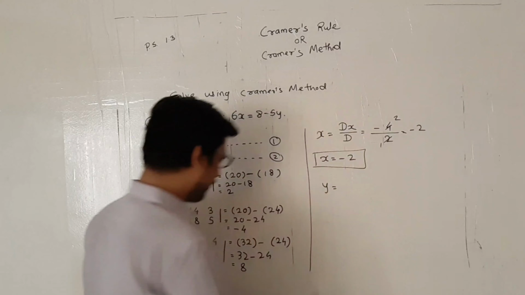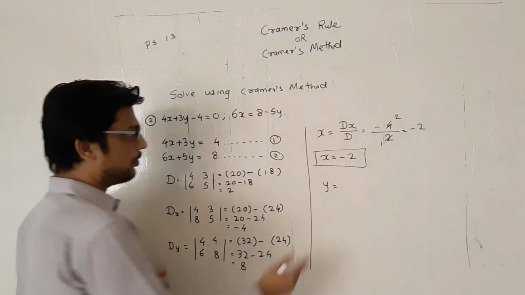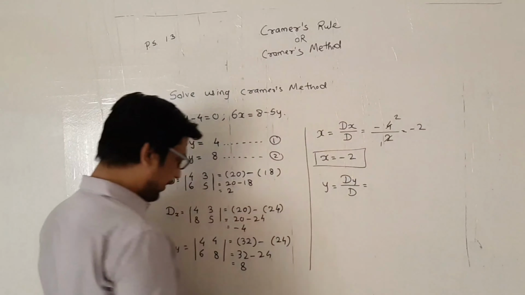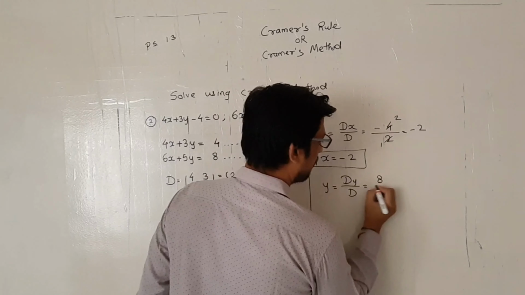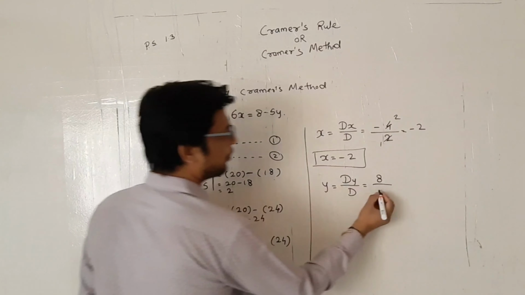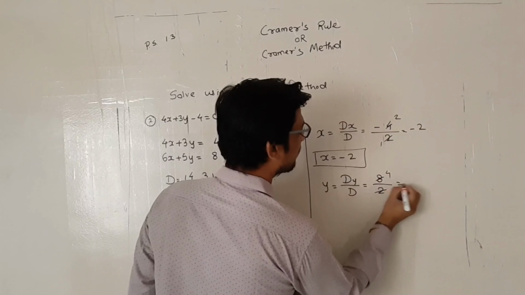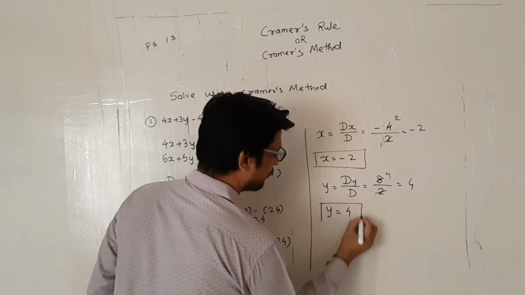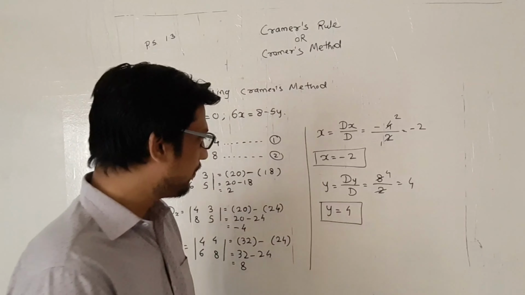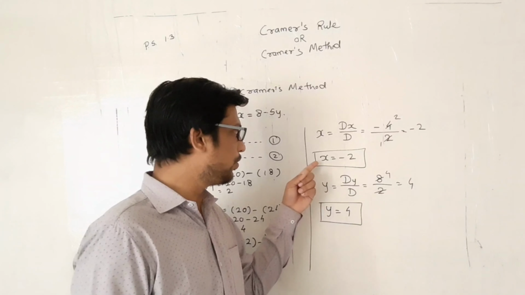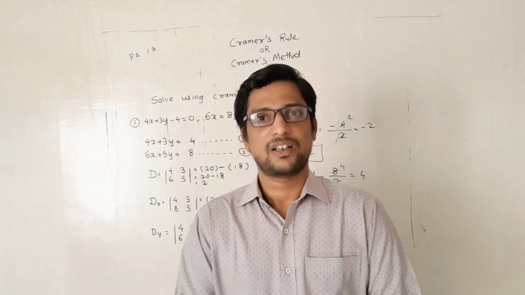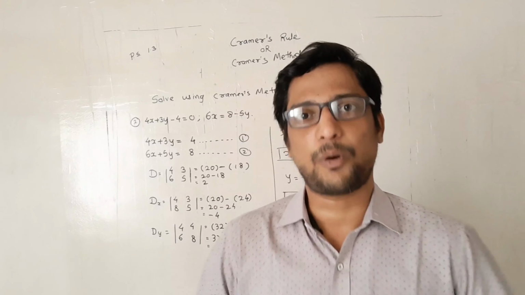Similarly, find the value of y. What am I going to do? We have the formula Dy upon D. And what is the value of Dy over here? 8 upon 2. So I got the value of y as 4. Got it? So this is my required solution. x is equal to minus 2, y is equal to 4. I think you must have understood this Cramer's rule properly.